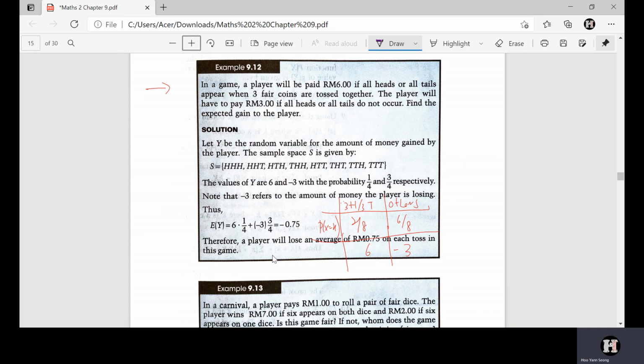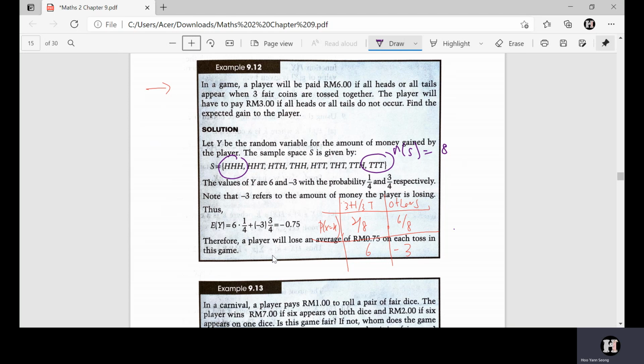Over here we know that for all heads or all tails, the total number of samples is 8, and the number that happen is 2, so 2 over 8. Others than that is 6 over 8, because their sum must be equal to 1. And why is this one 6 over 8, why is it not 3 heads 3 tails? Because when you have 3 heads and 3 tails, you will get 6 ringgit, and if you lose, you will lose 3 ringgit.